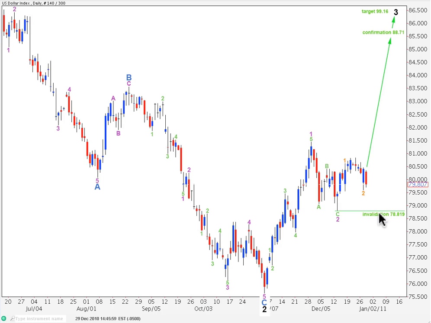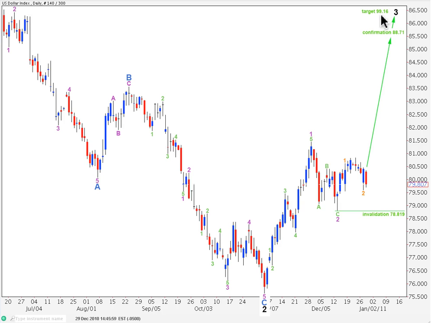However, price has remained above the invalidation point at 78.819. Any further downwards extension of the second wave orange degree may not move beyond the start of the first, so price should remain above this point. When this correction is over, and it's probably over now, we should see further upwards movement from the dollar, and this wave count will be confirmed with price movement above 88.71, which is the high of black wave 1 off to the left of the chart, because 3 has to move beyond the end of 1.